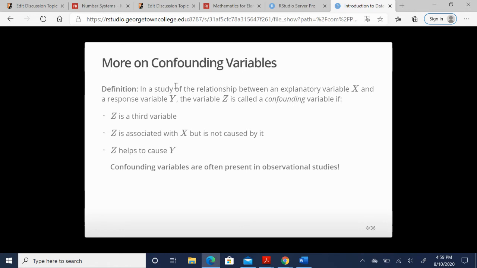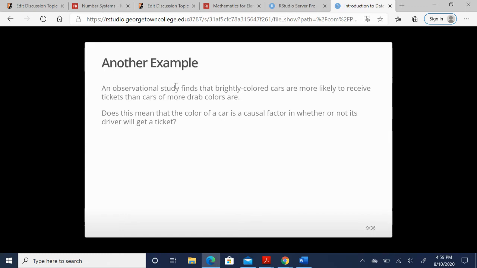In a study of the relationship between explanatory and a response, we sometimes call confounding variables Z, and you might hear them stated as confounding if they're a third variable. They're associated with X but not caused by it, and also helps to cause Y. Okay? They're often present in observational studies because it's just not logical to believe we can ask a person every single question about every single part of their life to always be able to kind of flesh those out.